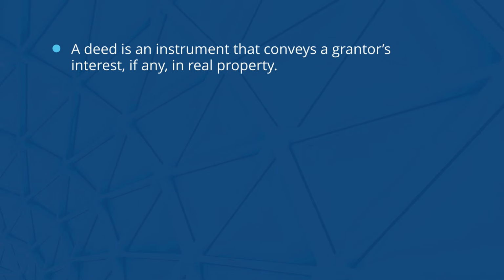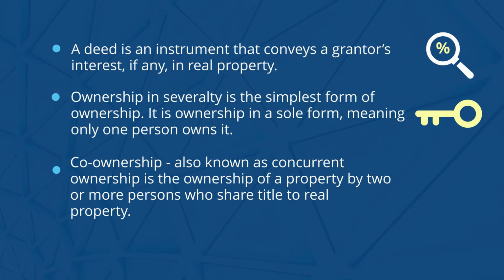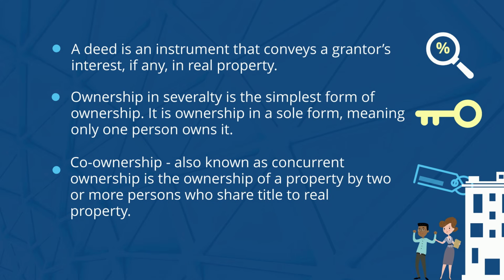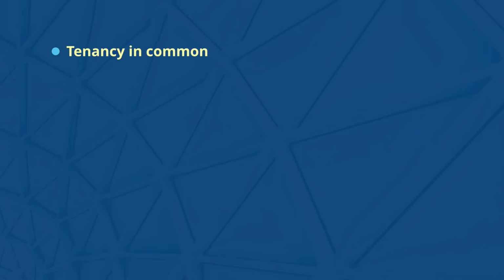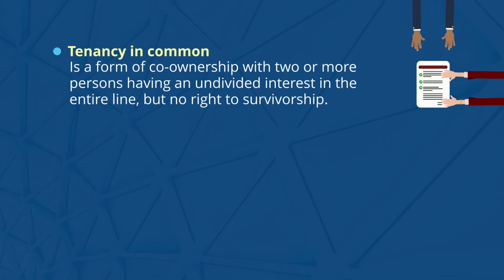A deed is an instrument that conveys a grantor's interest, if any, in the real property. Ownership in severalty is the simplest form of ownership. It's ownership in a sole form, meaning only one person owns it. Co-ownership, also known as concurrent ownership, is the ownership of a property by 2 or more persons who share title to real property. Tenancy in common is a form of co-ownership with 2 or more persons having an undivided interest in the entire land, but no rights to survivorship.